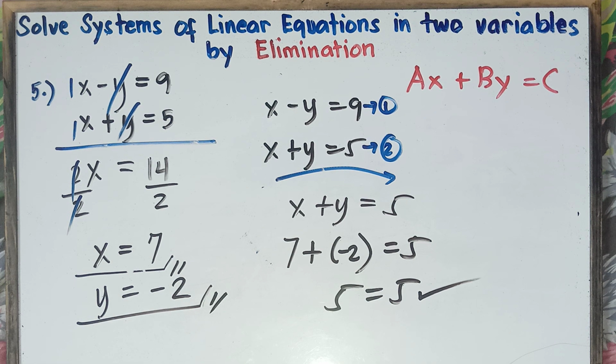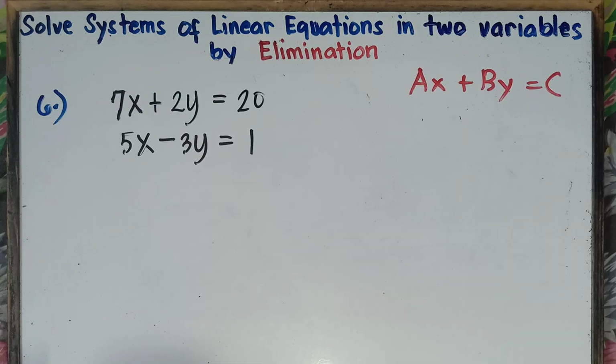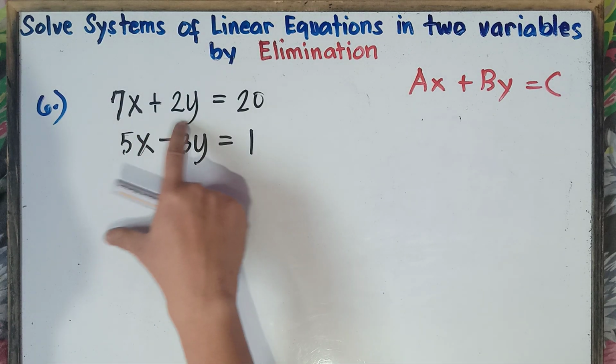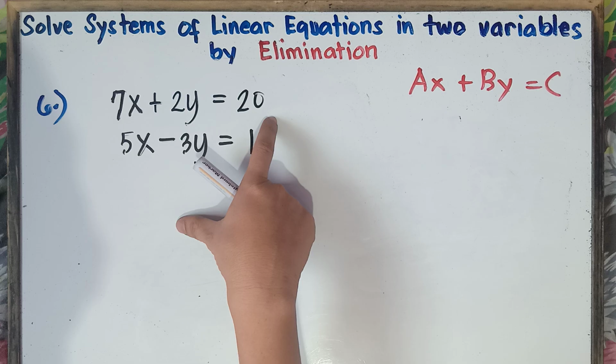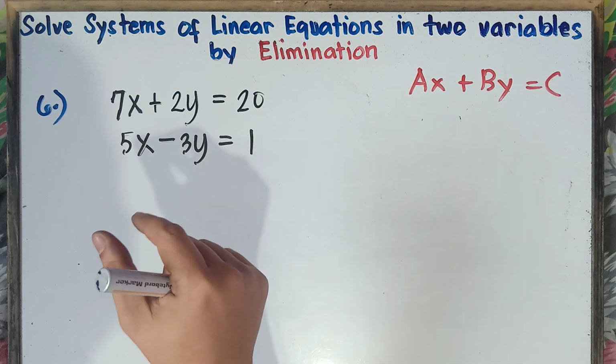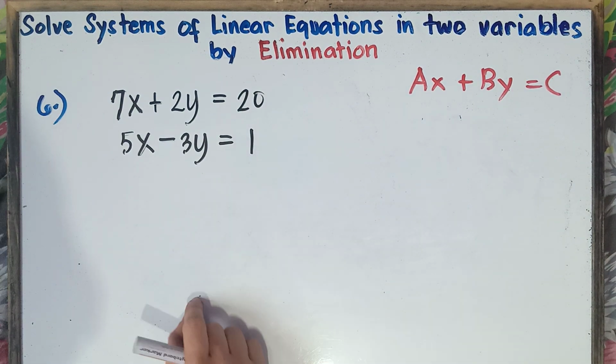All set. Alright, so let's proceed now to example number 6. Now, for example number 6, class, this will be quite complicated. Just very big, class. We will be explaining this one step by step. So, our given, we have 7x plus 2y equals 20. And then we have 5x minus 3y equals 1. Of course, it's already been arranged on standard form. X comes first before y and then the constant.